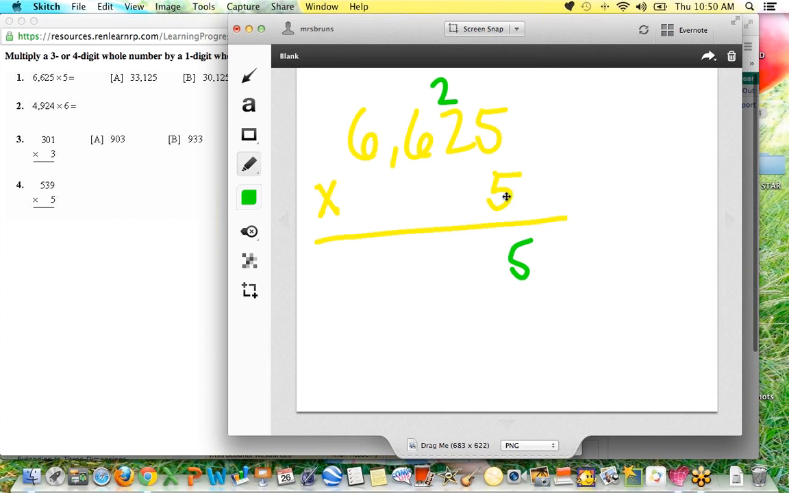Carry my 2. 5 times 2 is 10, plus 2 is 12. Carry my 1. 5 times 6 is 30, plus 1 is 31. Carry my 3. 5 times 6 is 30, plus 3 is 33. So my answer should be 33,125. Notice how much easier and how much faster I went because I know my multiplication facts, and so I was able to just move right along.